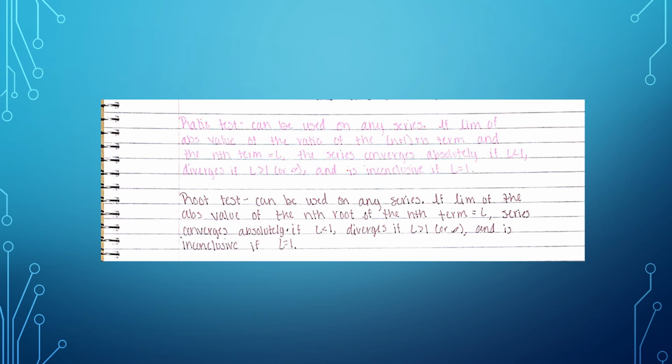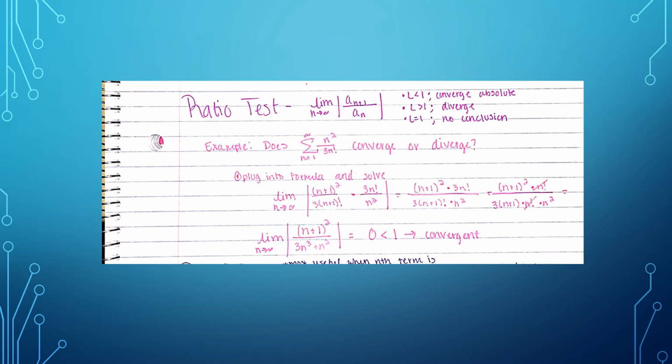For the root test, if the limit of the absolute value of the nth root of the nth term equals L, the series converges absolutely if L is less than 1, diverges if L is greater than 1 or infinity, and is inconclusive if L equals 1. Our first example problem is on the ratio test.